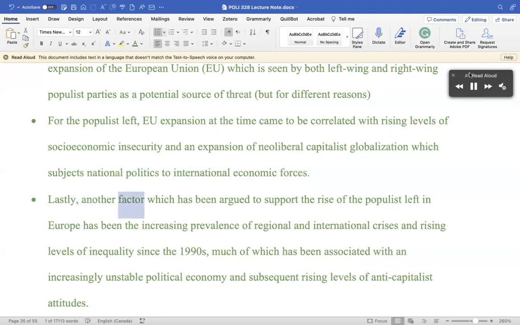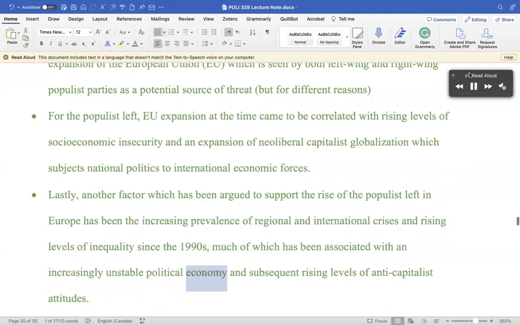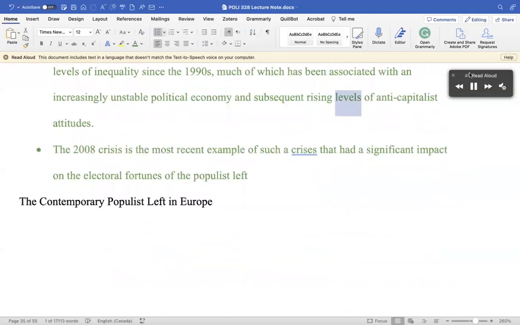Lastly, another factor which has been argued to support the rise of the populist left in Europe has been the increasing prevalence of regional and international crises and rising levels of inequality since the 1990s, much of which has been associated with an increasingly unstable political economy and subsequent rising levels of anti-capitalist attitudes. The 2008 crisis is the most recent example of such a crisis that has had a significant impact on the electoral fortunes of the populist left.